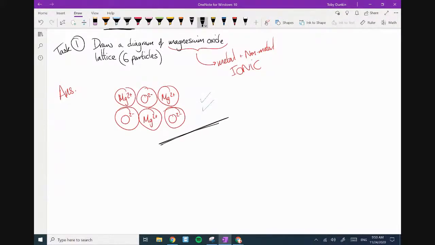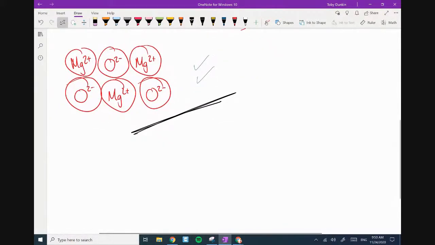Do we have to write the charges? Yes, Masaru, you do. It's actually super important. If you don't include the charges, then you're not showing it's ionic. You have to write the charges. You need the symbol and the charges. Okay, let's do task number 2.